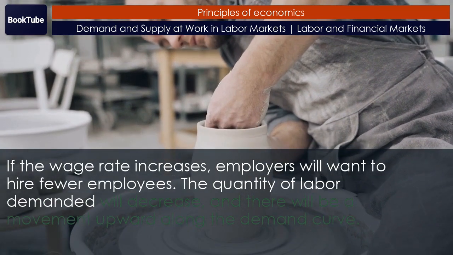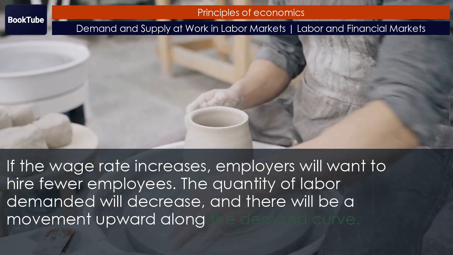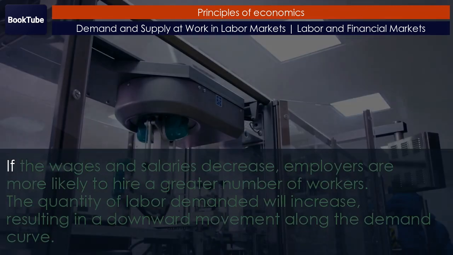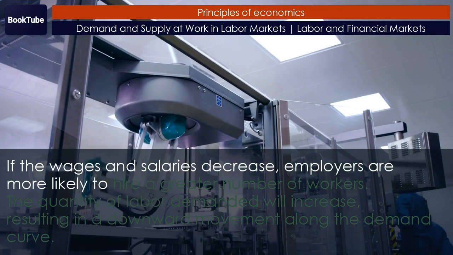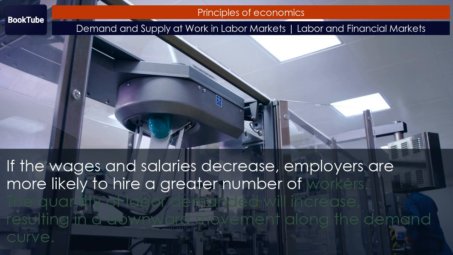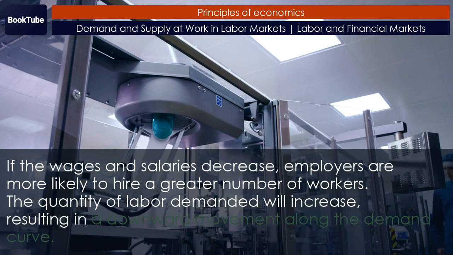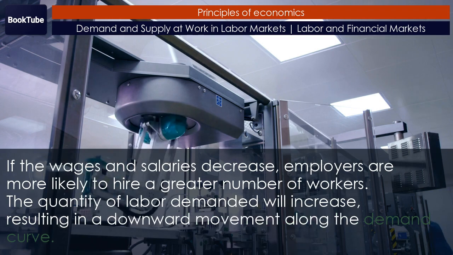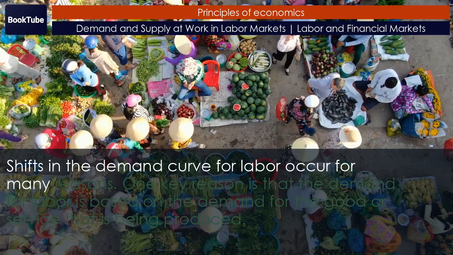The quantity of labor demanded will decrease, and there will be a movement upward along the demand curve. If the wages and salaries decrease, employers are more likely to hire a greater number of workers. The quantity of labor demanded will increase, resulting in a downward movement along the demand curve. Shifts in the demand curve for labor occur for many reasons.